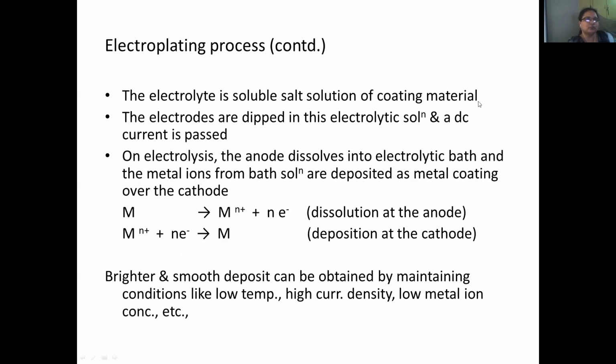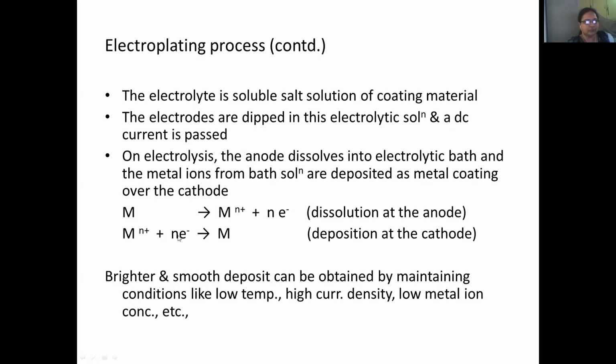Suppose you take silver for coating, then you have to take silver solution only. If you take gold for coating, you have to take gold solution only. So it should be the soluble salt solution of the coating material. If you take copper, you have to take copper salt, like that. So the electrodes are dipped in this electrolytic solution and a DC current is passed. On electrolysis, the anode dissolves into the electrolytic bath and the metal ions from the bath solution are deposited as metal coating over the cathode.